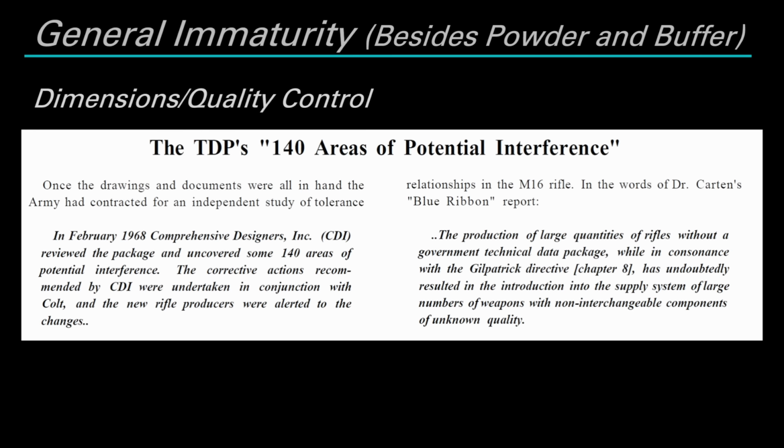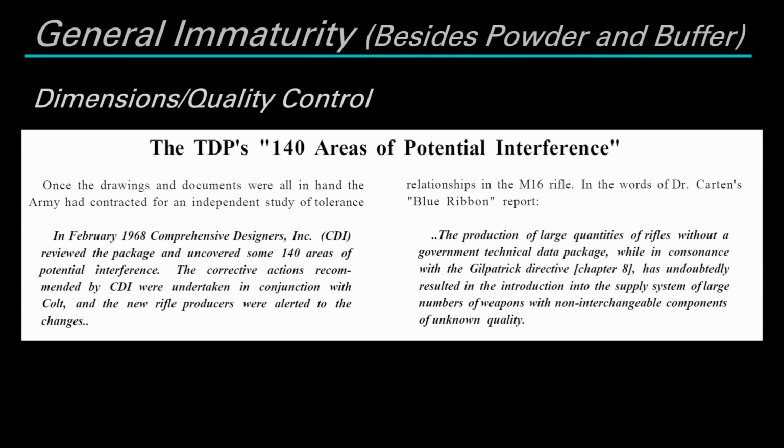Back to the discussion of general immaturity, this section from The Black Rifle sort of best summarizes the 140 areas of potential interference. The Army went through with a fine-tooth comb of Colt's engineering drawings to find anywhere that tolerance stack-ups would result in a situation where parts might not be 100% interchangeable. The Army found 140 places that this could take place in, which might seem like a really high number, but when you get down to it, the M16 has quite a few pieces and parts in it, and when you consider that just the hammer of the gun has about 100 dimensions on it, it's certainly understandable how 140 offending dimensions isn't that many in the grand scheme of things.